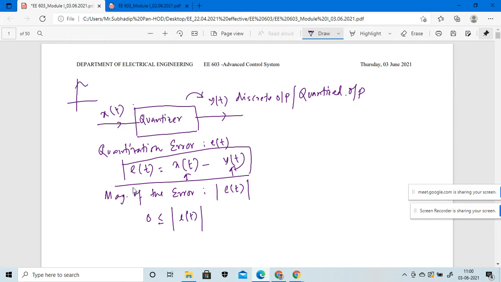That will vary from 0 to what? 0 to half of q, right? So that is actually the thing.